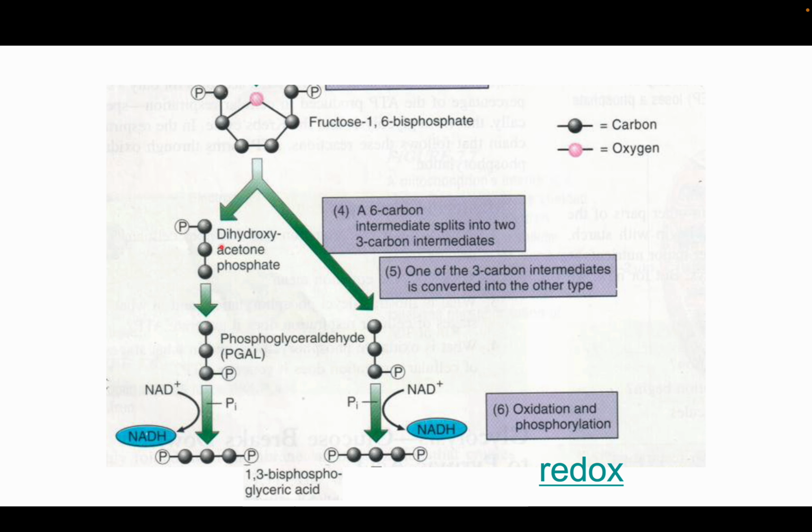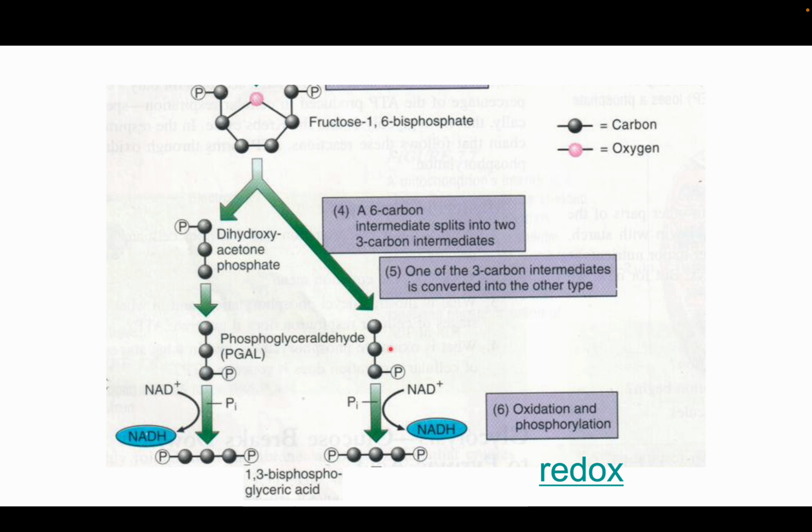DAP is the less stable 3-carbon intermediate, so it will not stay as such for a longer period of time. Instead, it will be converted into phosphoglyceraldehyde. So at the end of the breakdown of fructose 1,6 bisphosphate, you will have two molecules of phosphoglyceraldehyde. This one and this one.